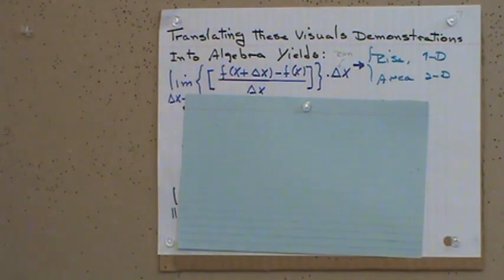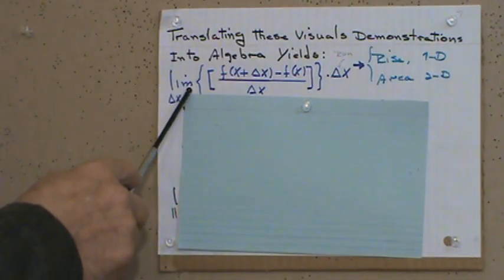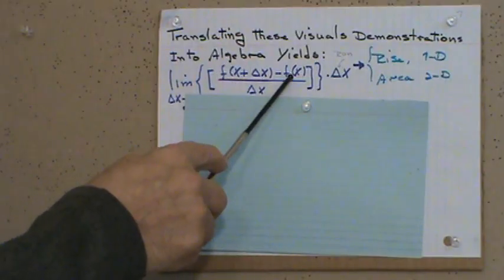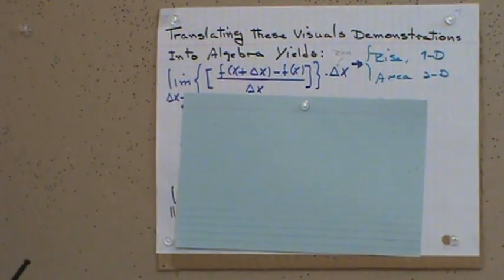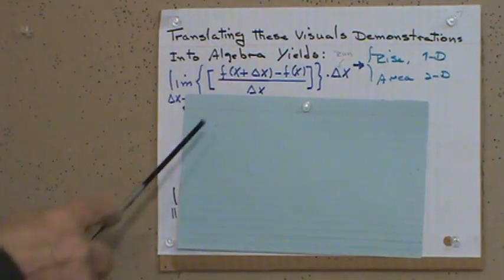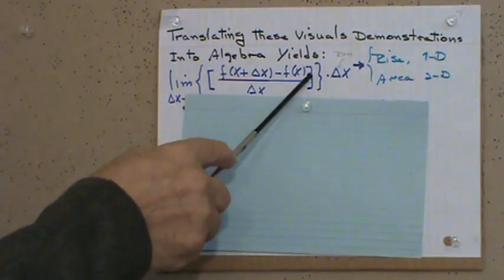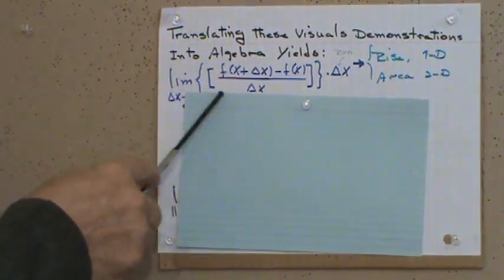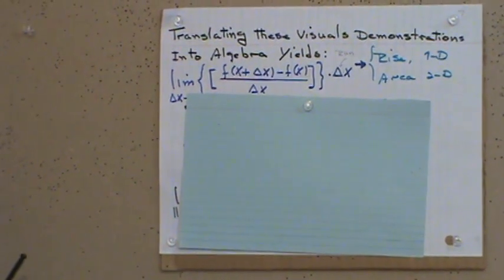Now look at this one carefully. Limit of f of x plus delta x minus f of x over delta x, we know what that is from the first lecture, second lecture. Limit of that as delta x approaches 0, we said that is the derivative, that is the definition of the derivative.